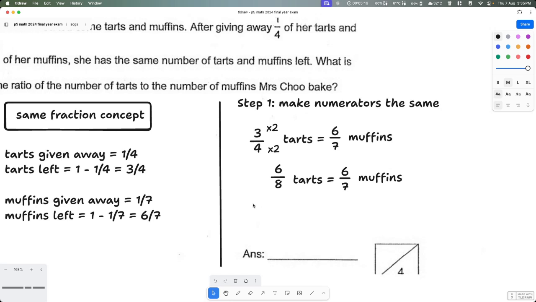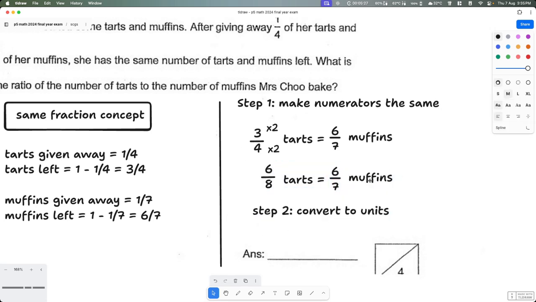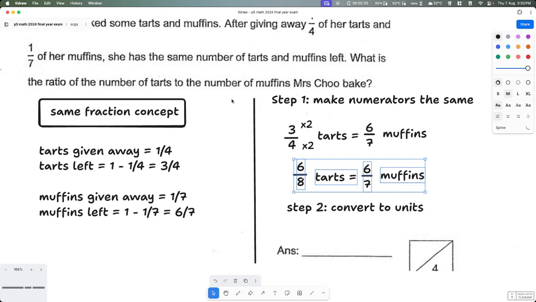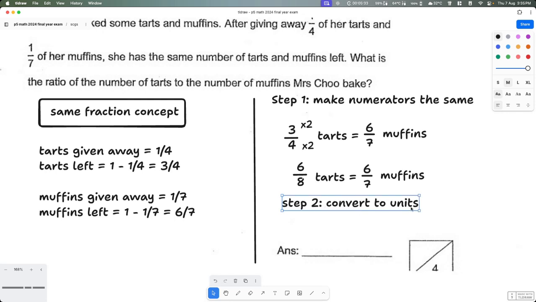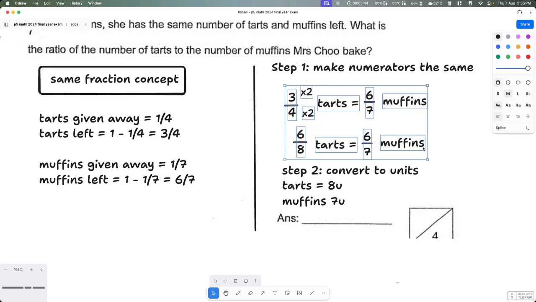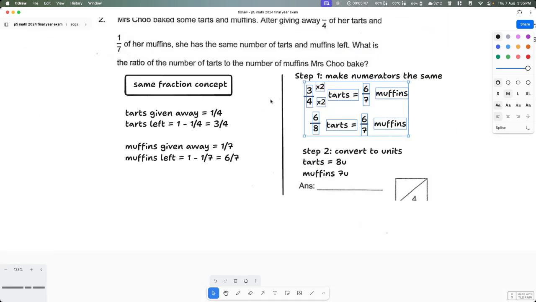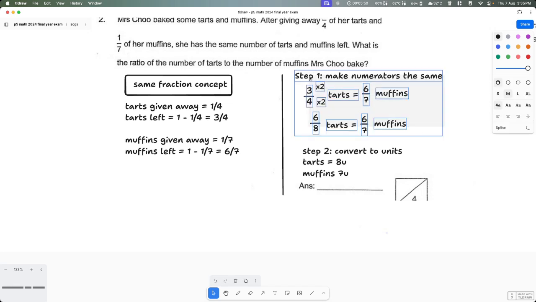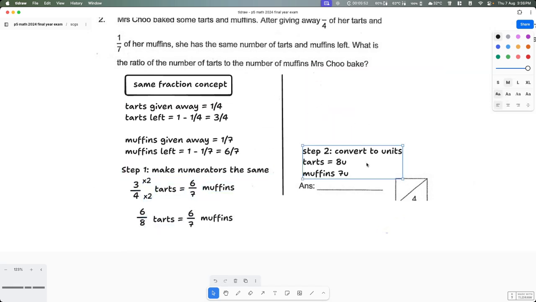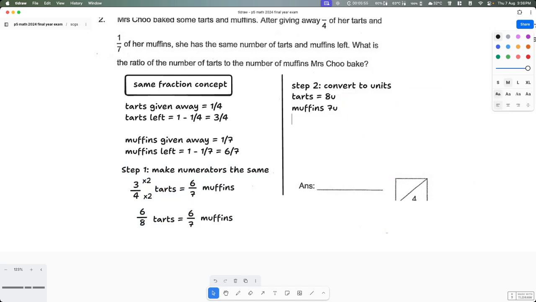Next step is step 2, convert to units. So the ratio of units, tarts in this case is equal to 8 units, and muffins is 7 units. From here we already can get the answer.